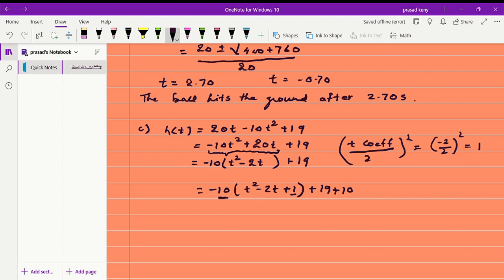Is that clear to you? Minus 10 into 1 when you open the bracket. So actually you subtracted 10. So to balance you add 10. So the bracket has become a complete square.